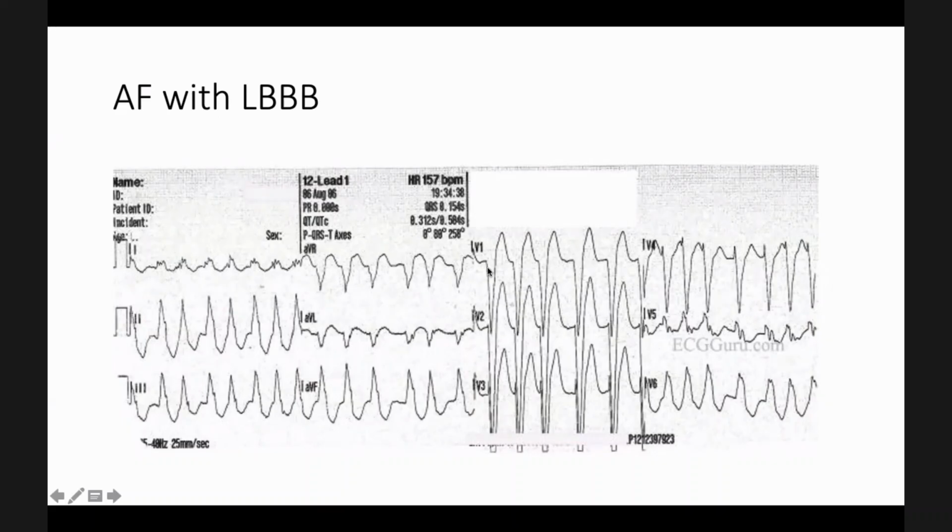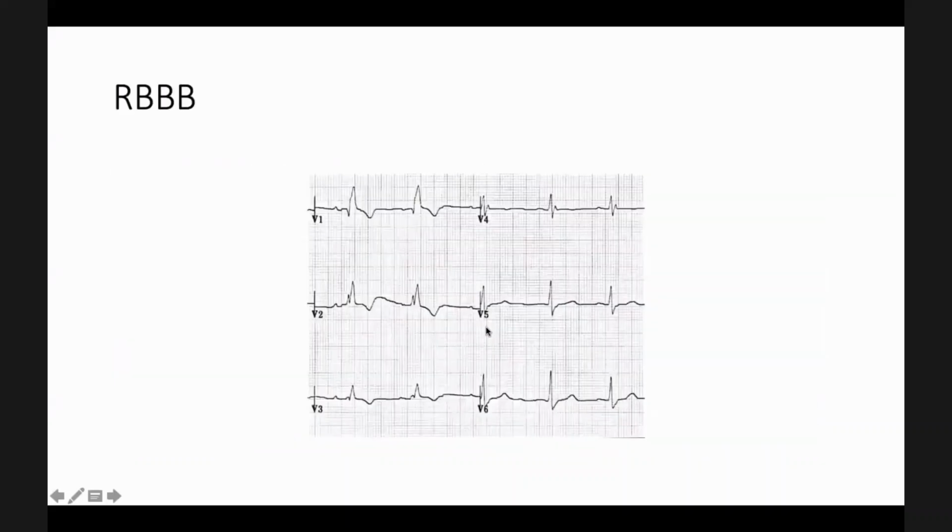Remember, this is not VT. So this is not VT because the RR interval is irregular. So this is atrial fibrillation with a left bundle branch block. Similarly, you can get right bundle branch block with atrial fibrillation. And now we'll move to the right bundle branch block.